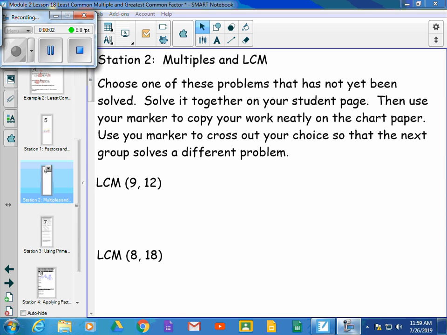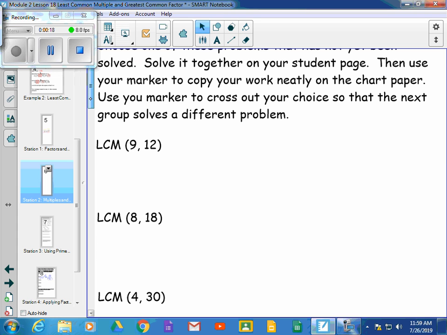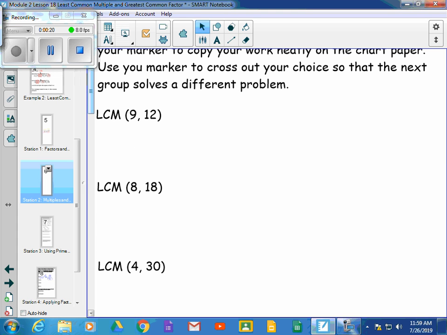Now we're going to move to Station 2, which focuses on multiples and least common multiples. I'm going to do two examples for you here. You're going to do all the stations and all the problems on this, but I wanted to focus on the ones that you probably would have the most trouble with. We're going to first find the least common multiple. I'm going to do this problem here of 9 and 12.